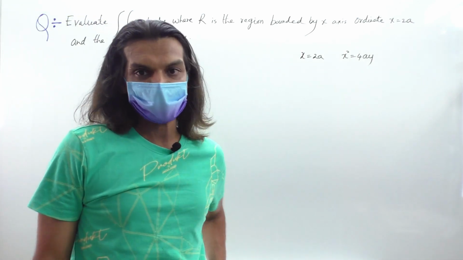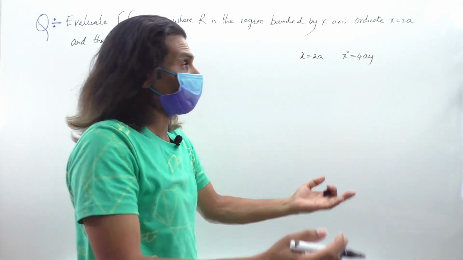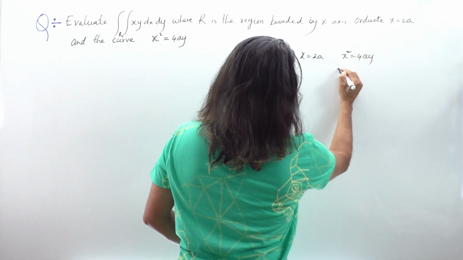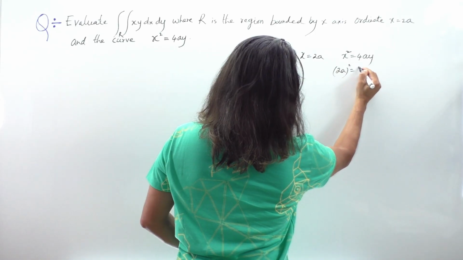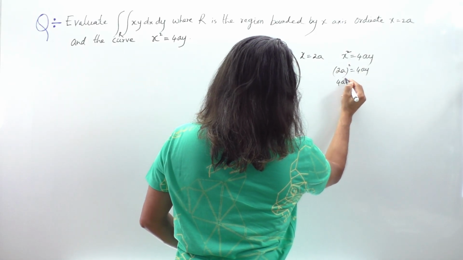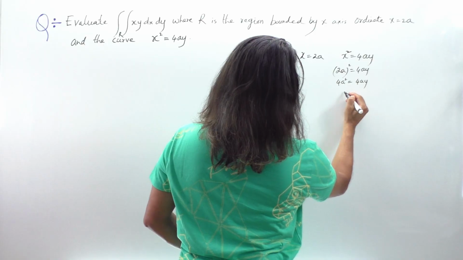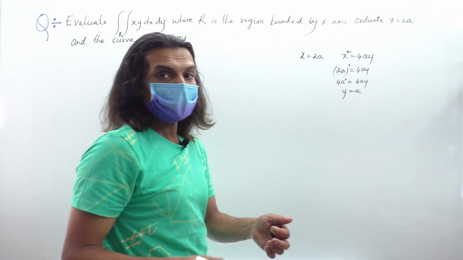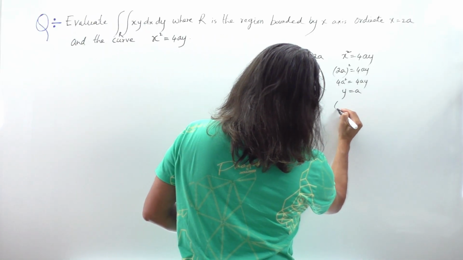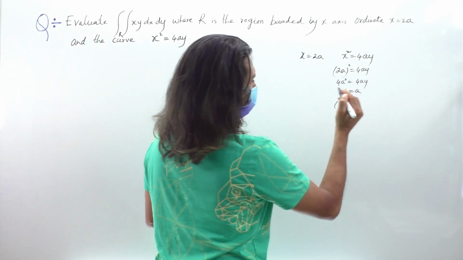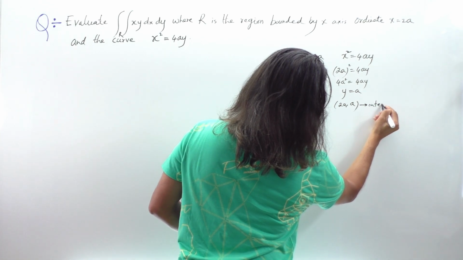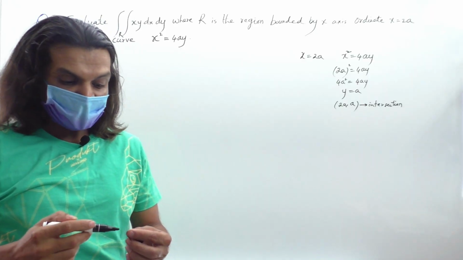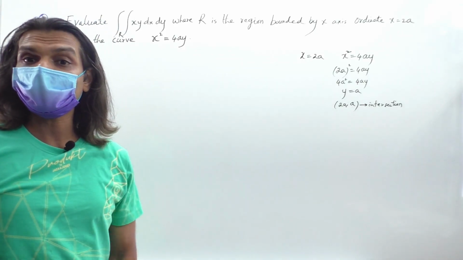First find the point of intersection. So how to just play with them? See, x is equal to 2a, x square is equal to 4ay. Put x equal to 2a here. So you get 2a whole square is equal to 4ay, that is 4a square is equal to 4ay. So 4 cancels, a cancels, we have y is equal to a. That means the point of intersection here is x comma y, that is 2a comma a.